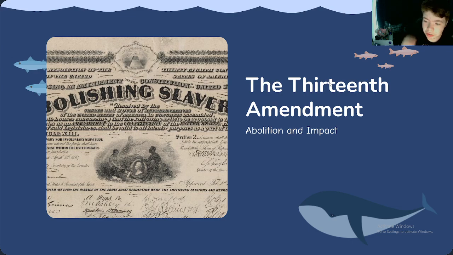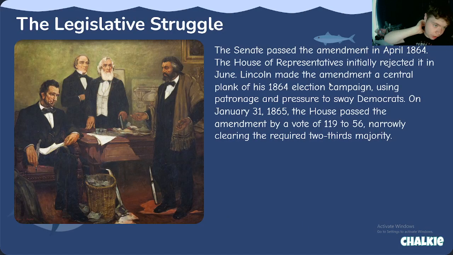Today we're going to be covering the 13th Amendment. So this was passed in 1864 in April, initially rejected by the House of Representatives, but then it was made a central part of Lincoln's 1864 election campaign, swaying Democrats. If they'd vote for that, then he would give them more powers.